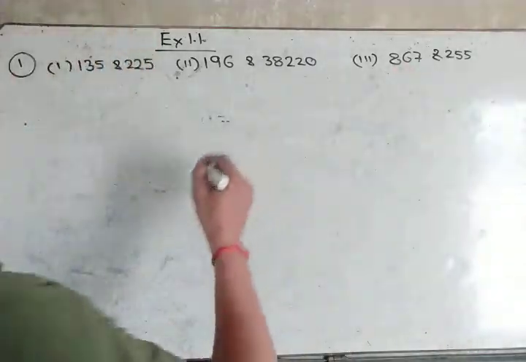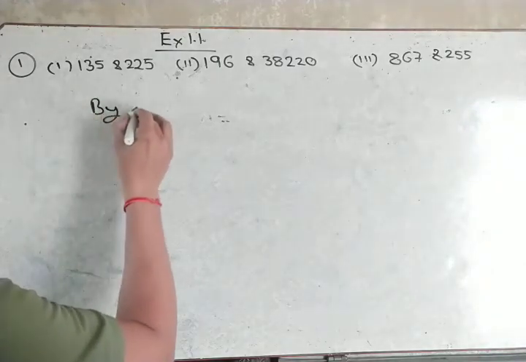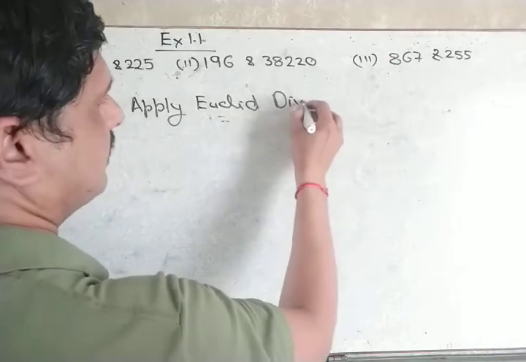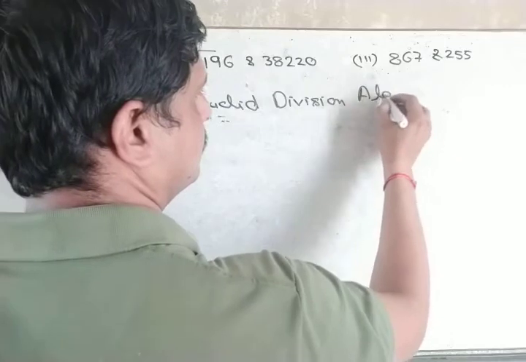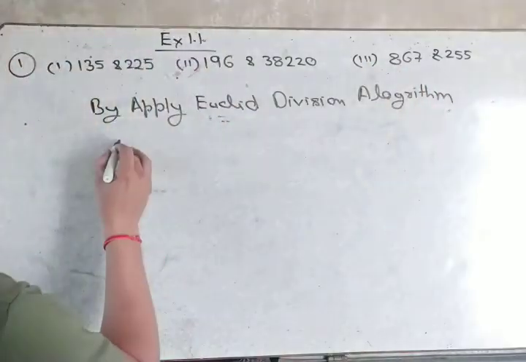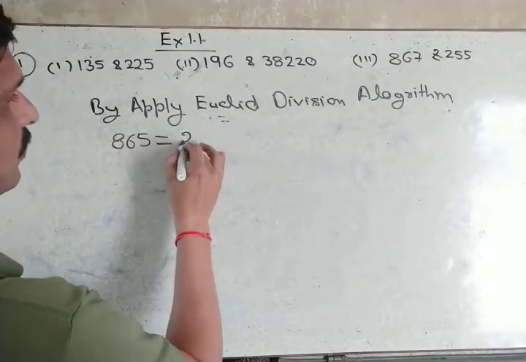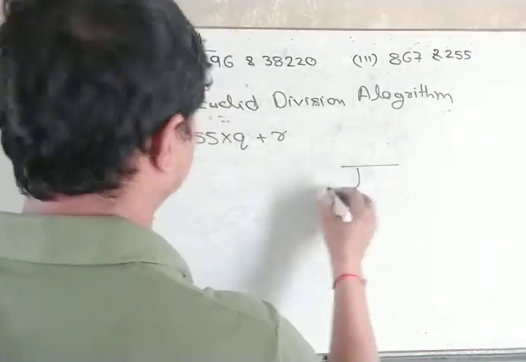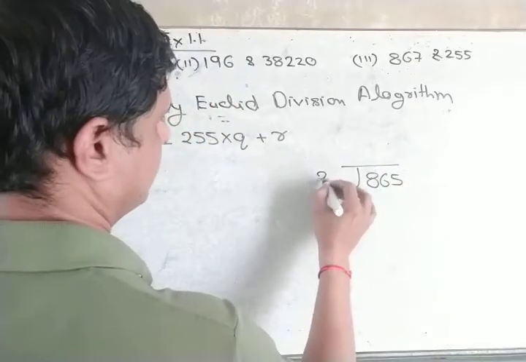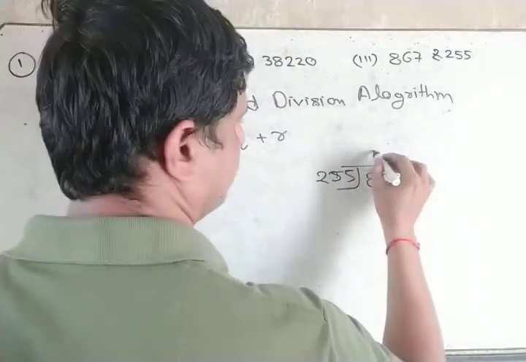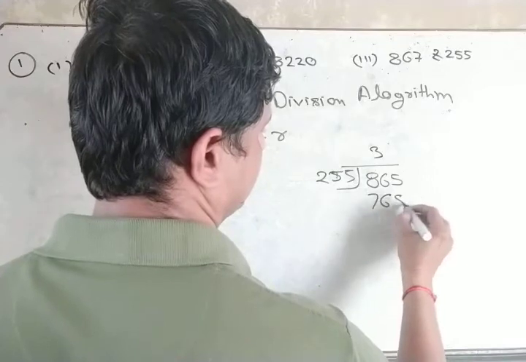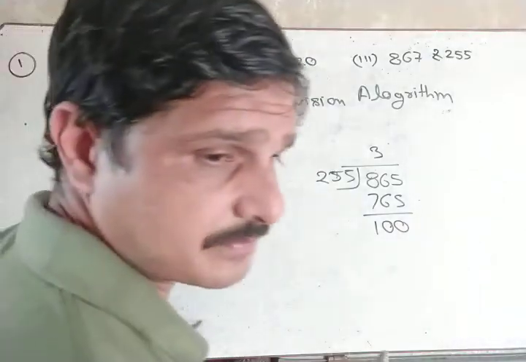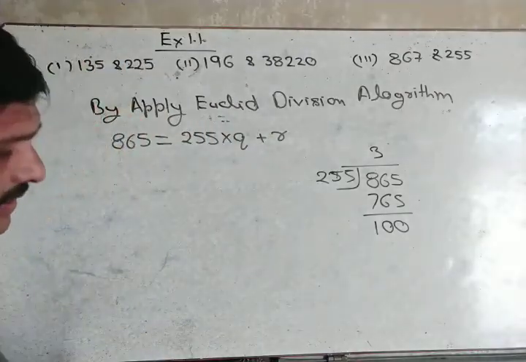Okay, let us take the third one. By applying Euclid division algorithm, you will get A = BQ + R. On dividing, when we divide 865 by this, I think it goes 3 times, 765 and 100. Check the calculation, make sure it is not wrong. Oh sorry, this is 7.